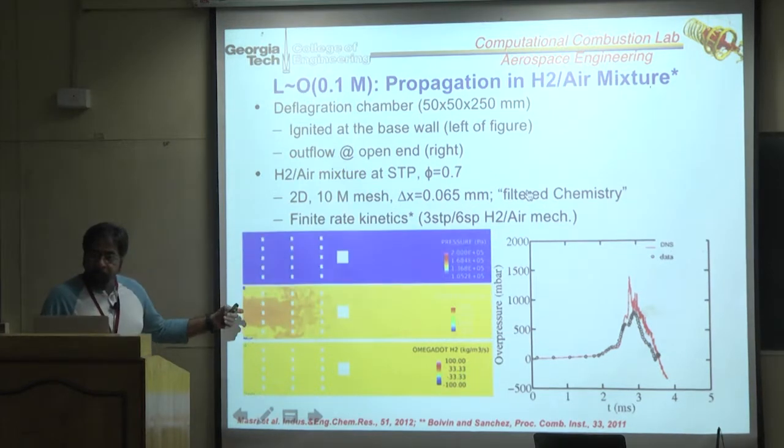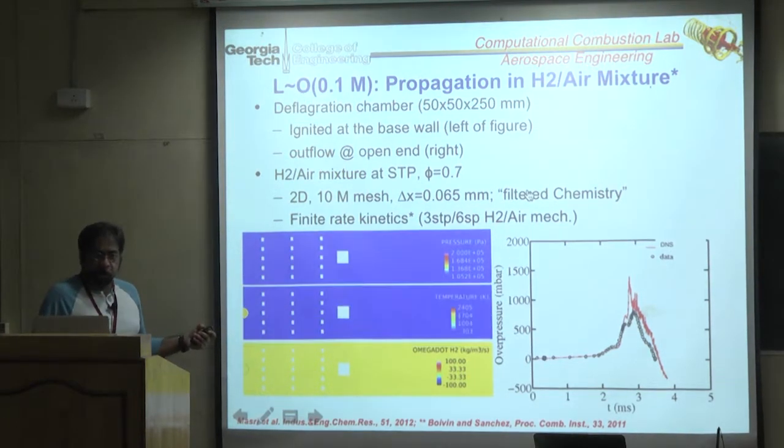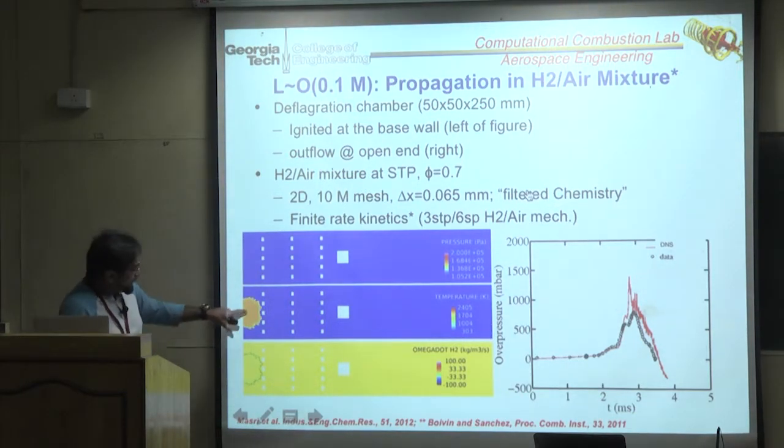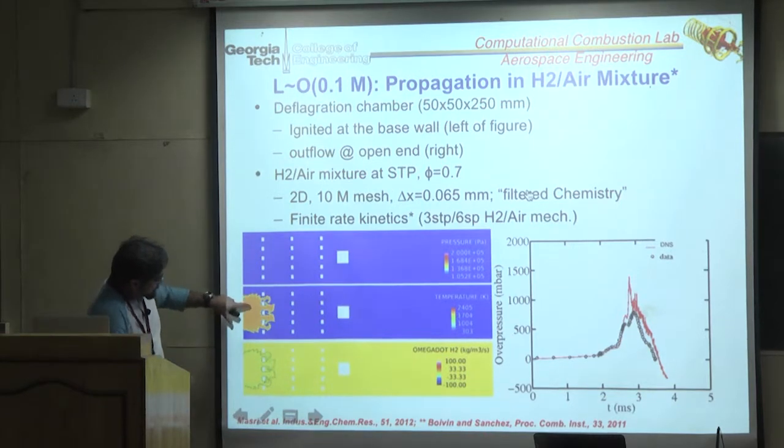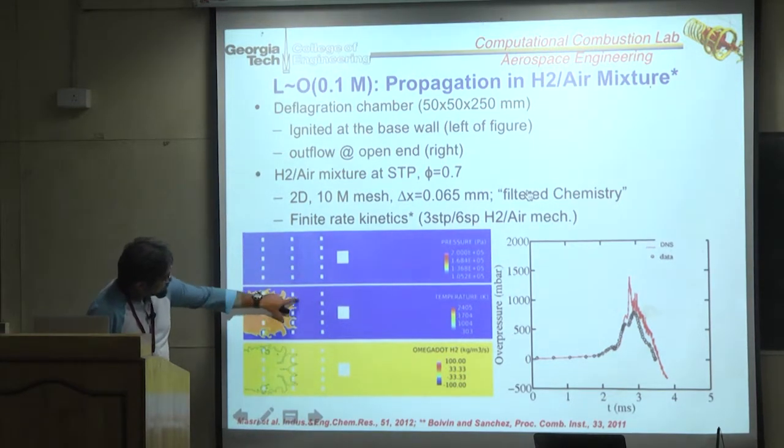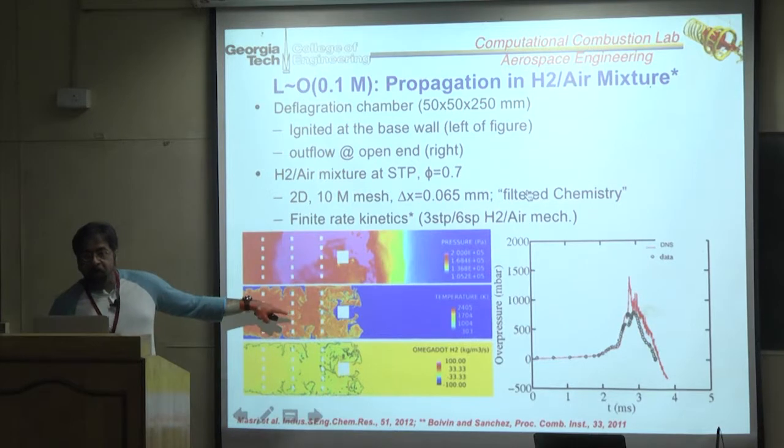So a problem like this is actually very difficult to model from an LES perspective, because initially it is a laminar problem. You start getting turbulence as the flame starts to get pressurized and it wrinkles through these things, but these are still large scale structures.